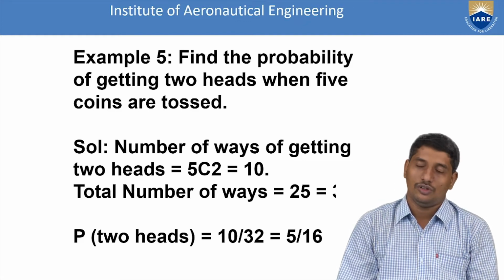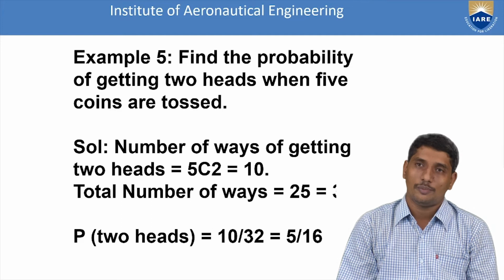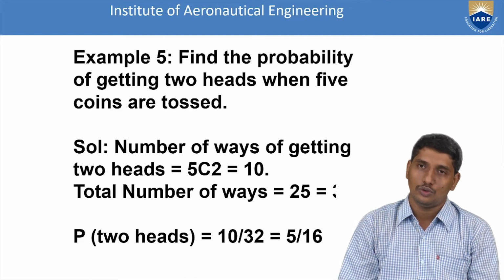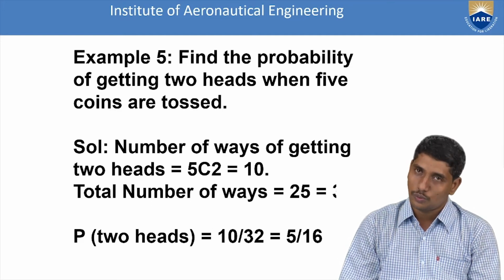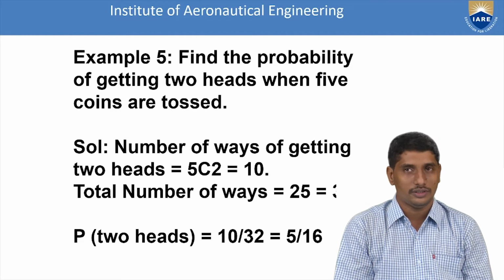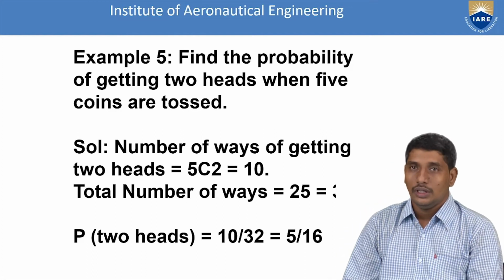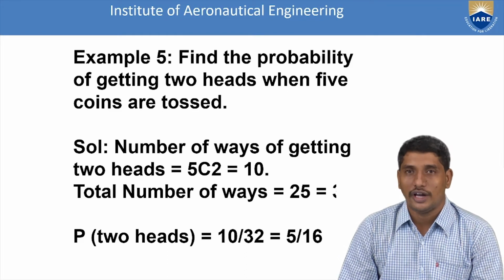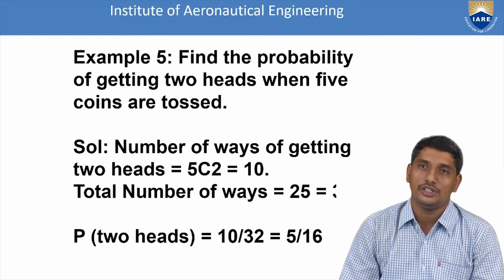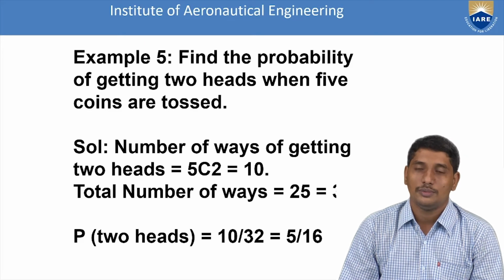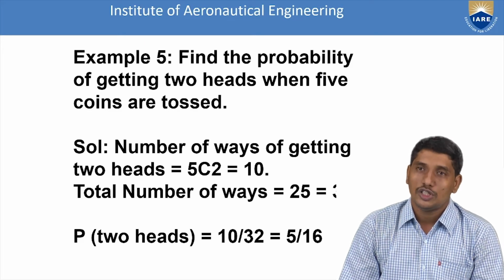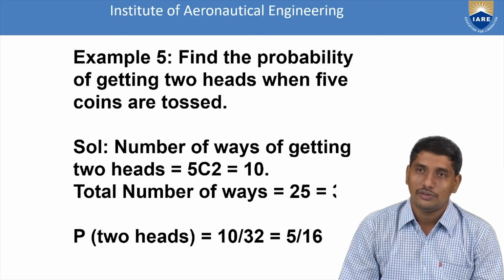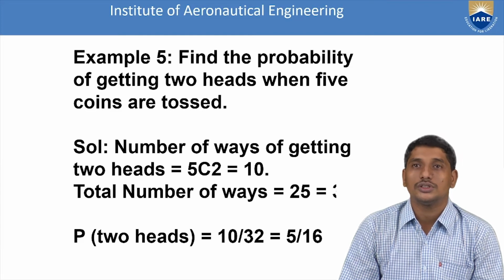As I said just now, when one coin is tossed, the possibilities will be 2 power 1, for 2 coins the possibilities will be 2 square, for 3 coins the possibilities will be 2 cube, and so on. But in this problem, we have tossed 5 coins. So the possibilities are 2 power 5. That means the total number of possible outcomes is 32.